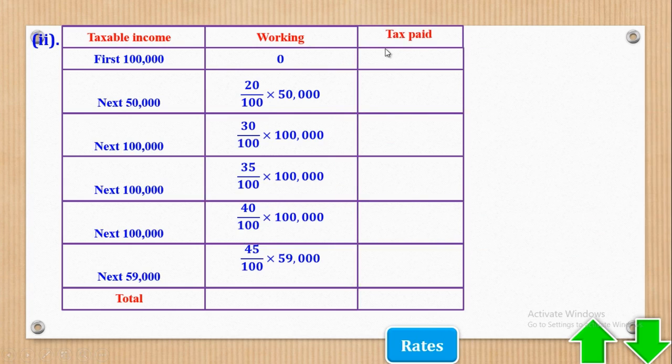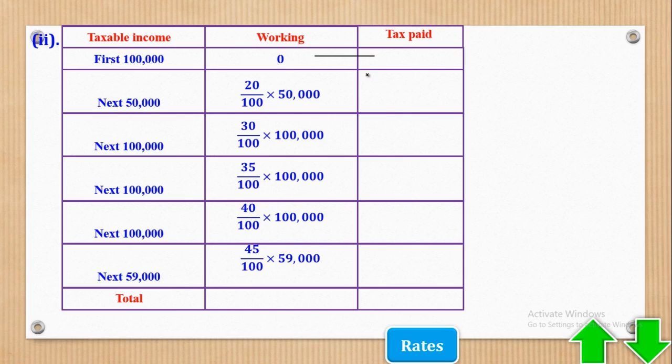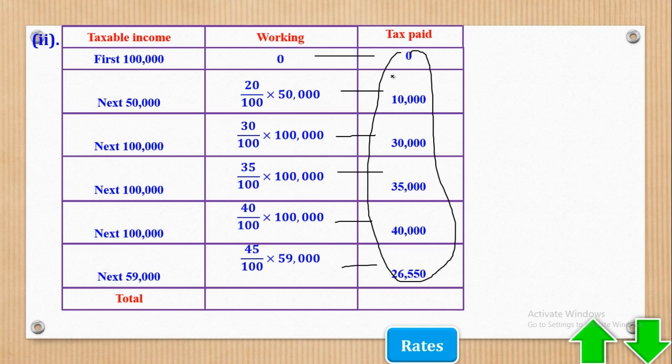So next is to simplify. So you come and say that for this one it is still 0, but for this one it will be 10,000, this one will be 30,000, this will be 35,000, this will be 40,000, and this will be 26,550. So when I add all these ones, I'll come up with a total of 141,550. So I'll come and conclude that the income tax is shillings 141,550. So that was the income tax they wanted in Roman 2.